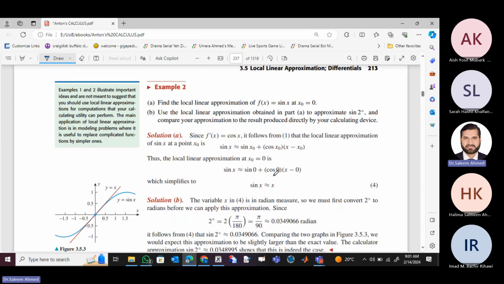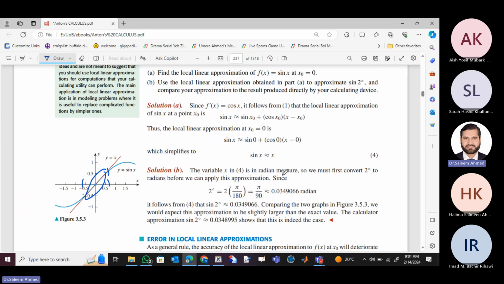This is another example which is given for sine x. So see, from almost this point to this point, you see, the approximation is very good. Red and blue lines are very, very close to each other. So you can see this example as well.